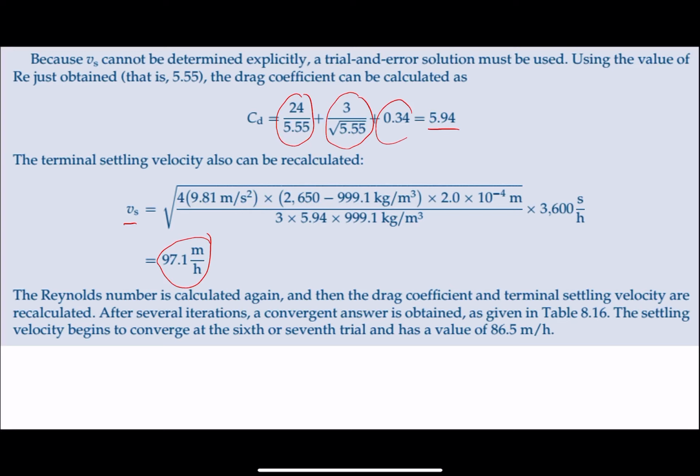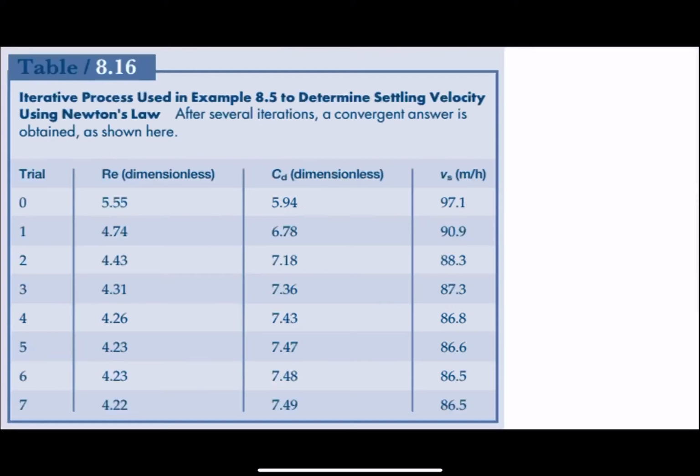Then check the drag coefficient again and the terminal settling velocity again. We have to do several iterations, and when the value is convergent, it is coming up to a good answer, the settling velocity begins to converge. You can see it here. First of all, we get the first trial Re 5.5, CD is 5.94. You find the settling velocity is 97.1. And now we do the Reynolds number here. Reynolds number would give you 4.74. So you find CD, and then you find from the equation 90.9.